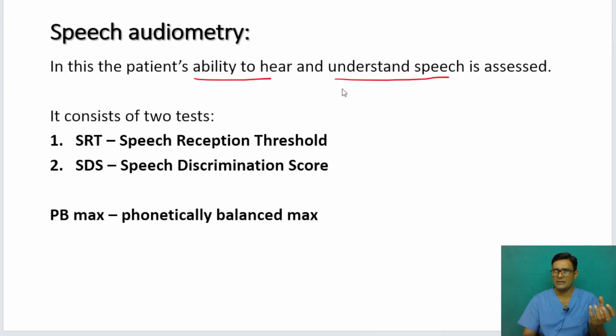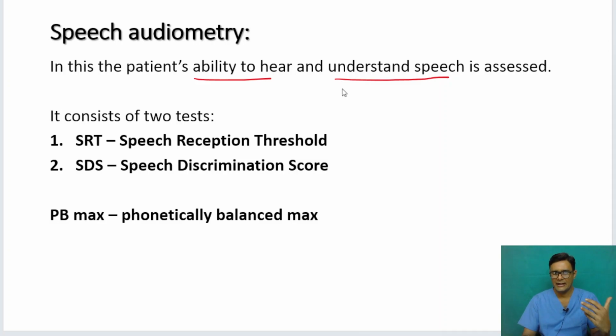And the primary purpose of speech audiometry is for fitting of a hearing aid. That's what I understand from this. There may be other uses, but this is not mostly what we as ENT surgeons use on a day-to-day basis. But it is important. It's an important topic from the NEET PG point of view. This is a bit of a complicated topic.